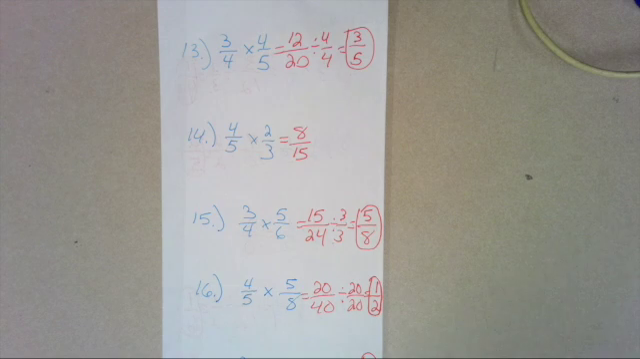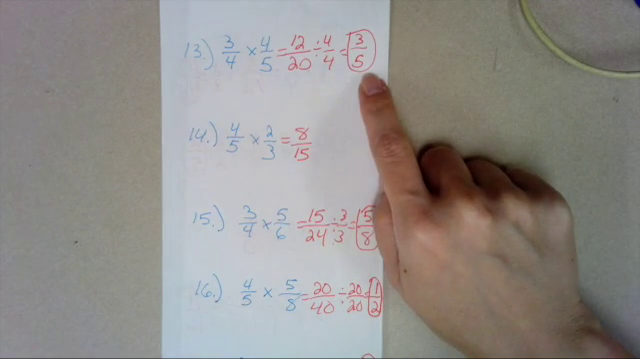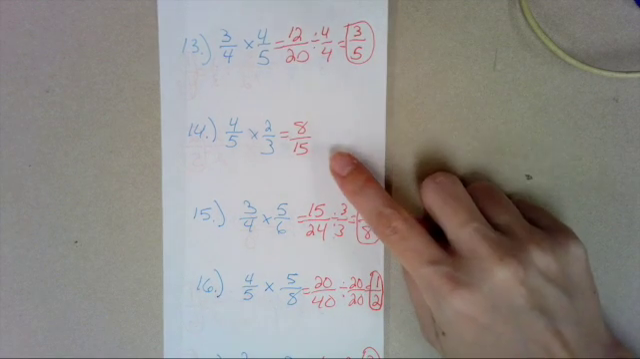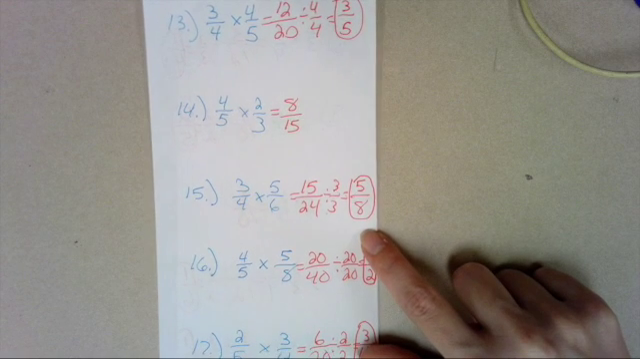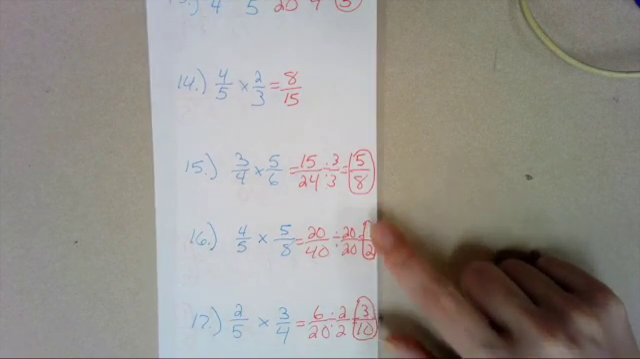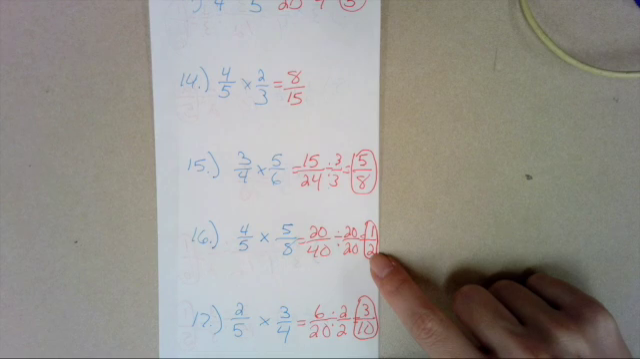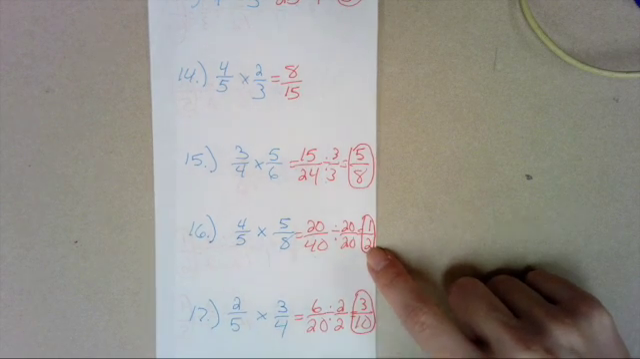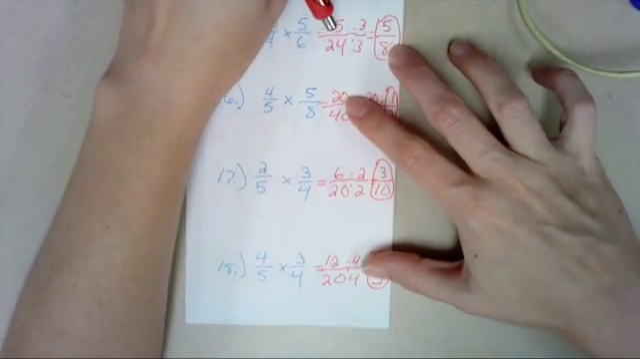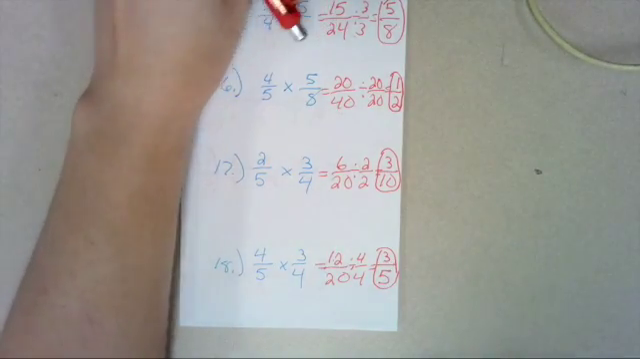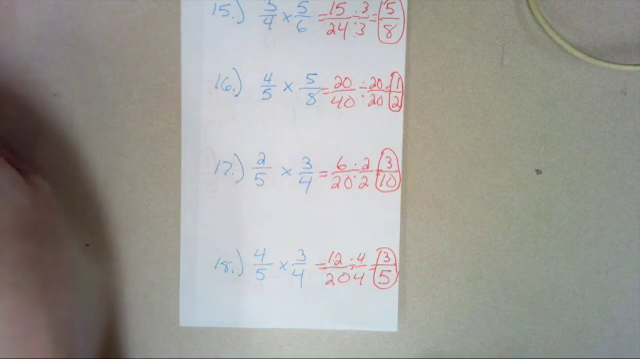So hopefully you were able to practice your simplifying skills. All of those could be simplified except for number 14. So number 13 simplified to 3/5. Number 14 was just 8/15. Number 15 simplified to 5/8. Number 16 simplified to 1/2. Number 17 simplified to 3/10. And number 18 simplified to 3/5.